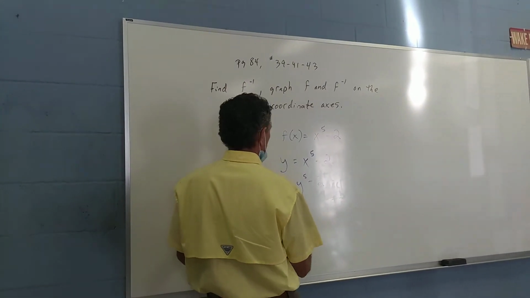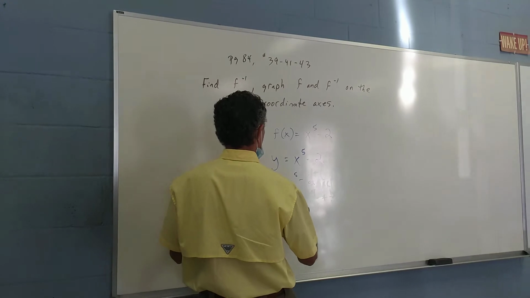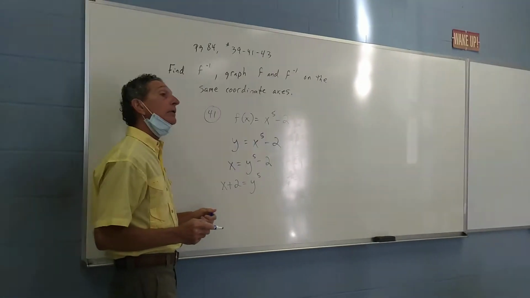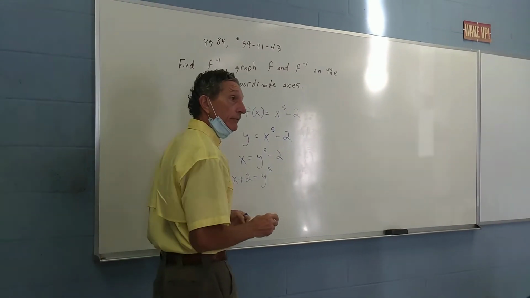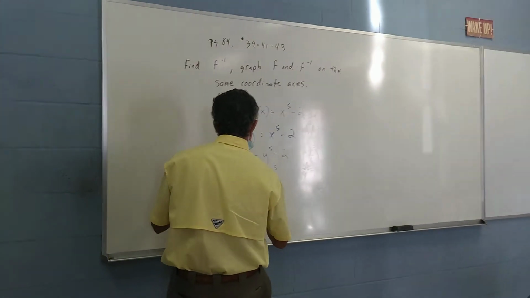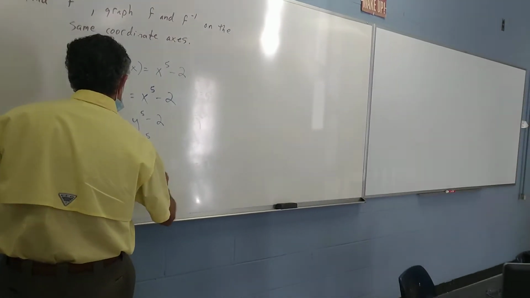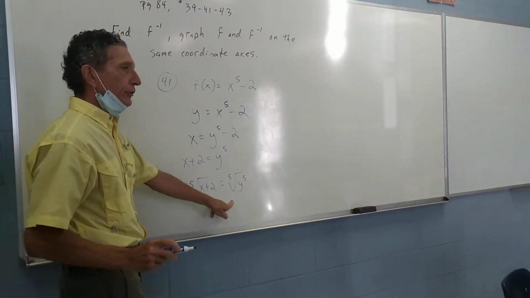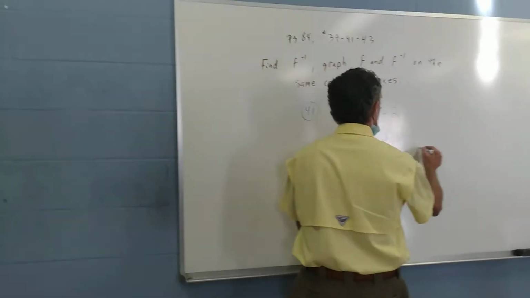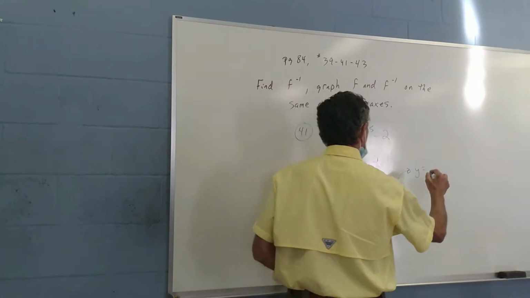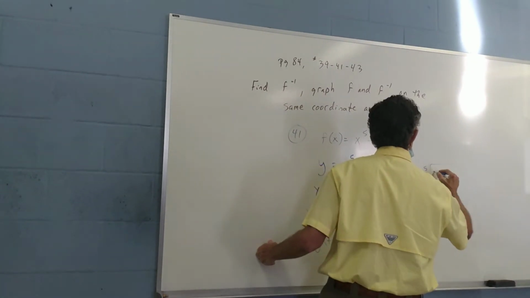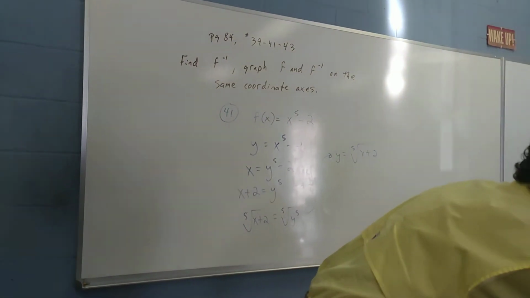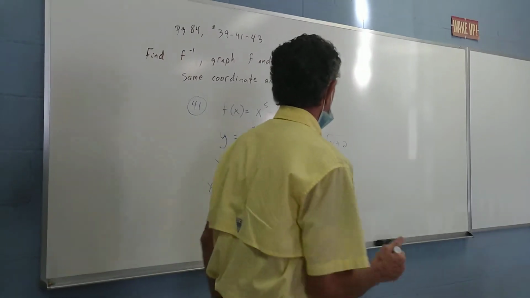Add 2 to both sides. You get x plus 2 equals y to the 5th. How do I undo the 5th power? 5th root. Yeah. So we 5th root both sides. They undo, and that gives you y equals the 5th root of the sum x plus 2. That y is the inverse.